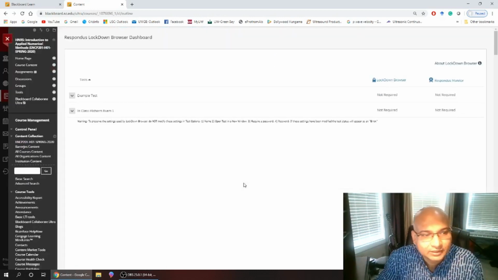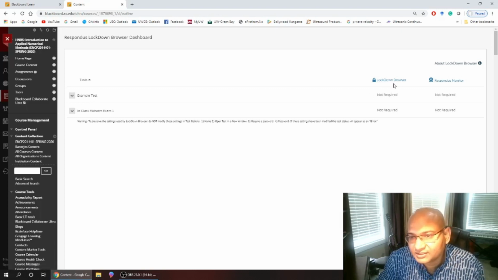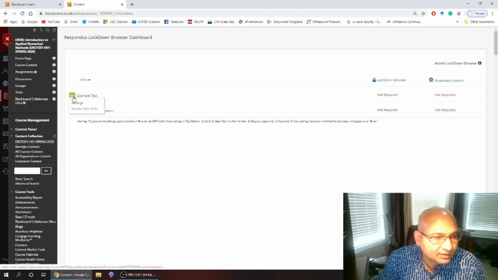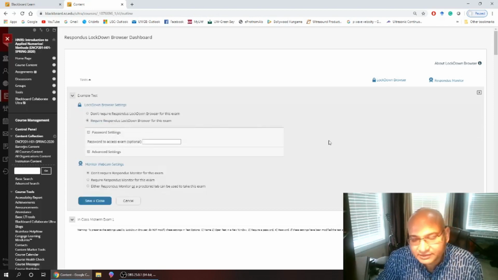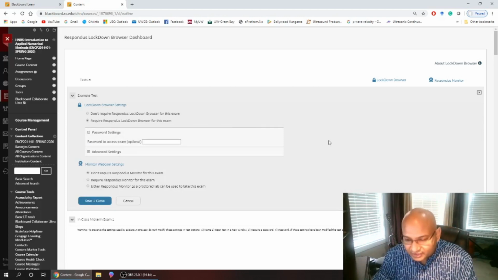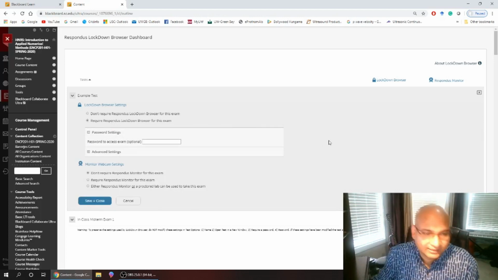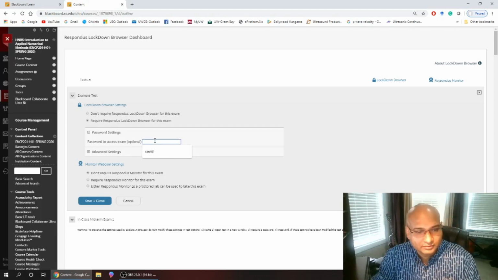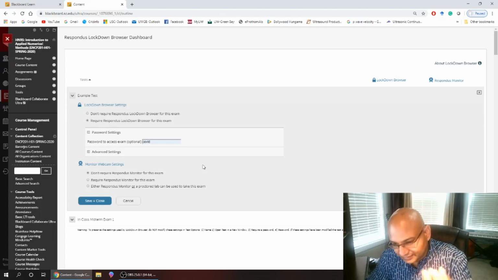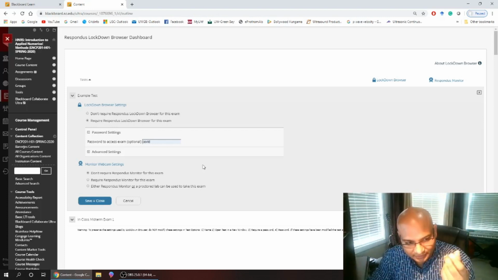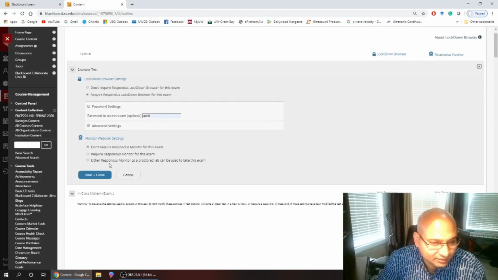Let's go here, and you can see I have an example test which says LockDown Browser not required. But let's go to the settings, and I enforce that I require LockDown Browser. That means when a student starts doing the exam, there is nothing they can access. Password: let's say I keep the password COVID, and you can provide this password to the students, and they can enter it and start doing the exam.